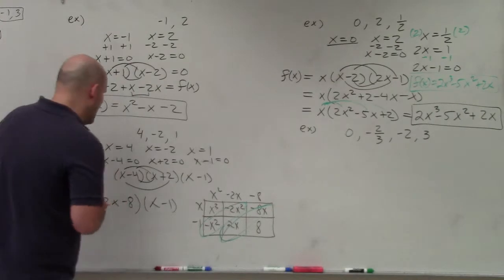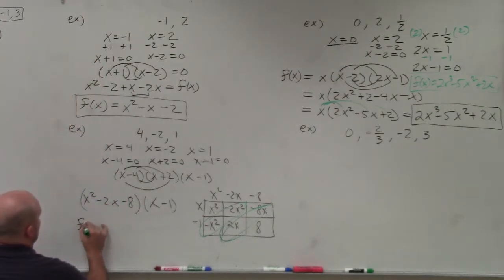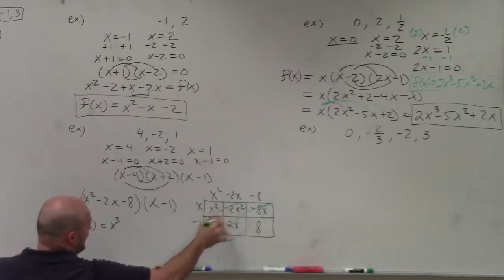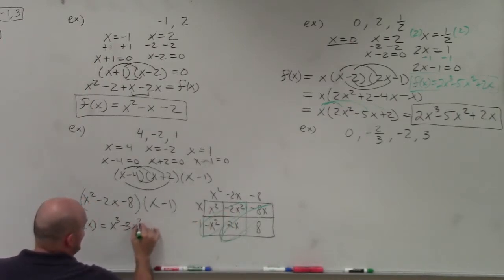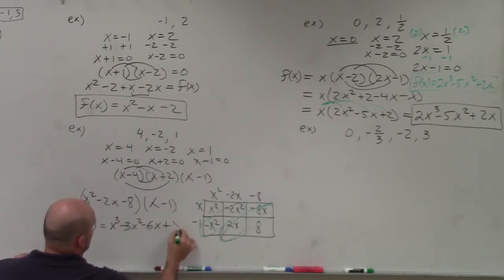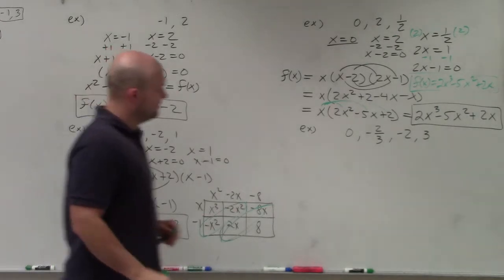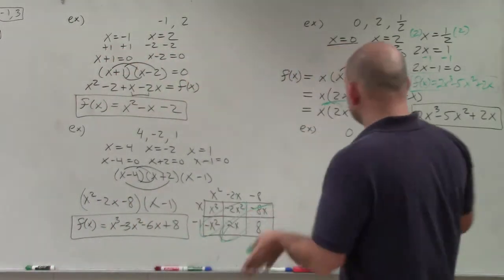OK? So now I have f of x equals x cubed. Negative x squared minus 2x squared is a minus 3x squared. 2x minus 6x is a negative 4x plus 8. There you go. OK. So now let's do one more.